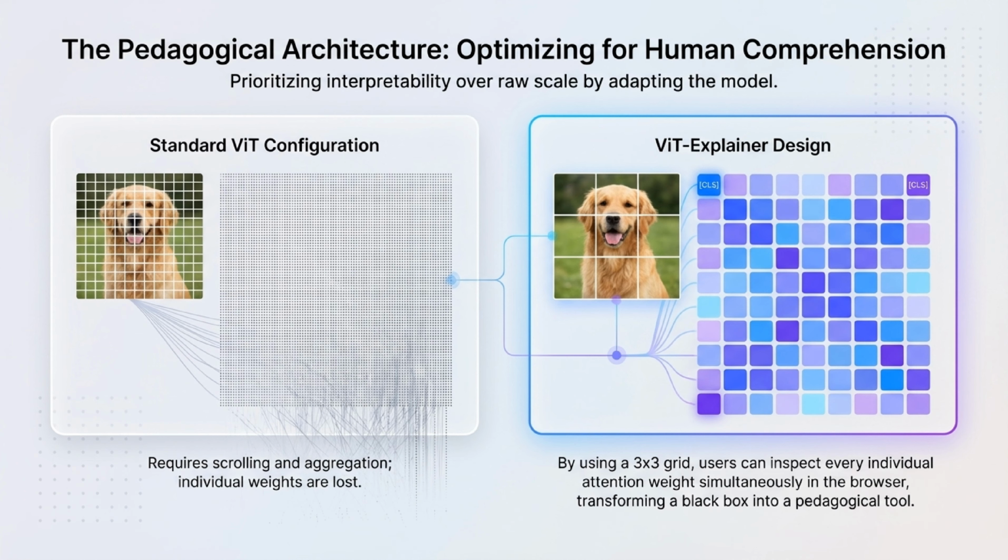We specifically built a pedagogical architecture, optimizing for human comprehension rather than raw scale. A standard ViT configuration has so many patches that individual weights get lost, requiring endless scrolling and aggregation. By adapting the model to use a simplified 3x3 grid, users can inspect every individual attention weight simultaneously right in the browser, transforming a black box into a clear pedagogical tool.